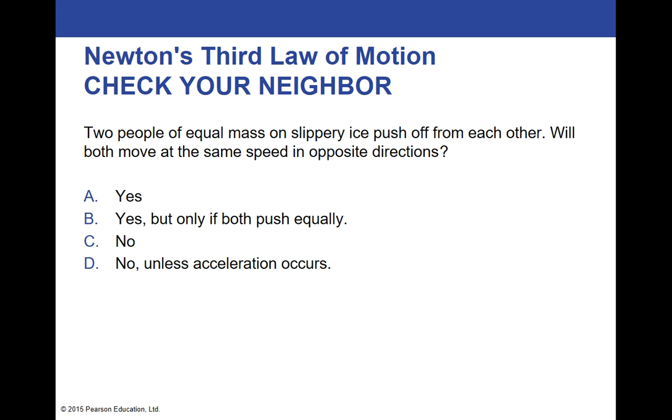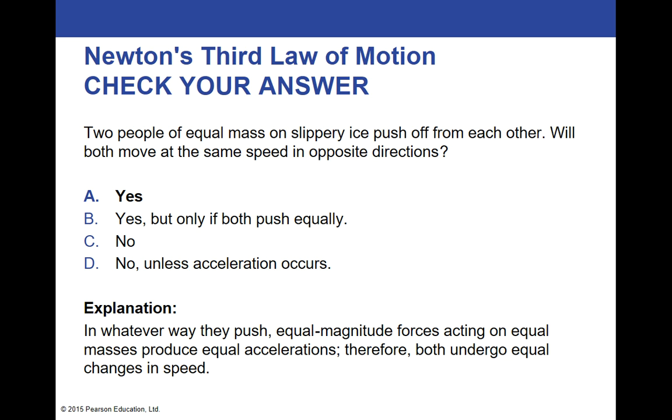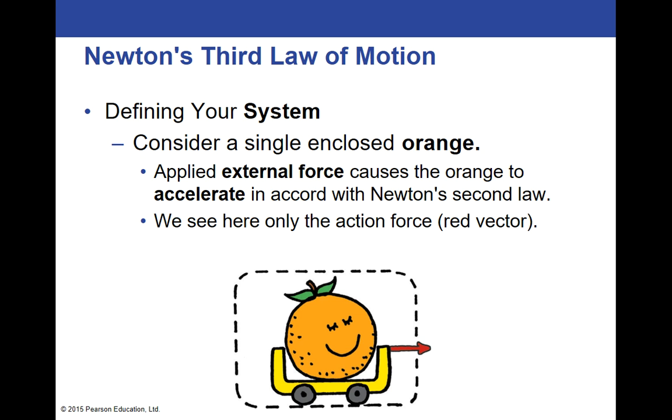Now we consider two people on ice. So this is a more sort of reasonable interaction. Will they move at the same speed in opposite directions if they push on each other? We say yes, because they're of equal mass. So this time, equal and opposite forces cause equal effects, equal accelerations, because the objects have the same mass, and force divided by mass is the same.